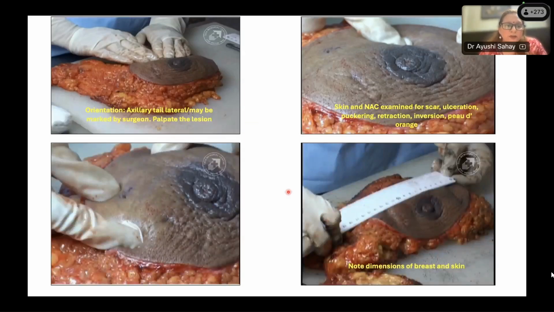So we begin with the basic specimen, that is mastectomy. Now when you receive a mastectomy, when it is a simple mastectomy with axillary clearance, orientation is easy. You can orient it from the axillary tail, which is of course lateral, and if the axilla has not been included, then the lateral aspect is marked by the surgeon. The first thing you do is, from the external surface, you palpate the lesion and feel where the lesion is located. Also, you cross-check the location where you are feeling the lesion against the radiology.